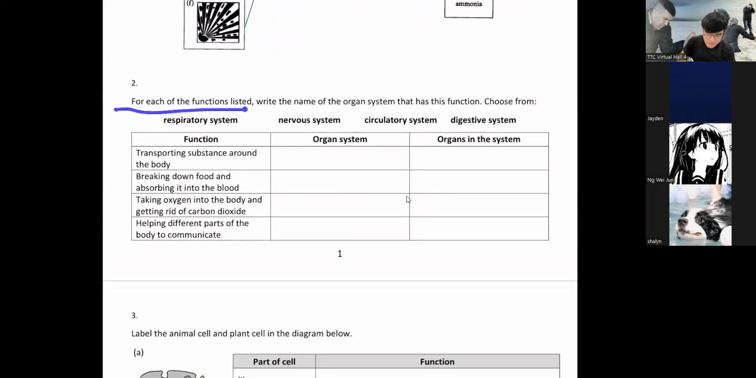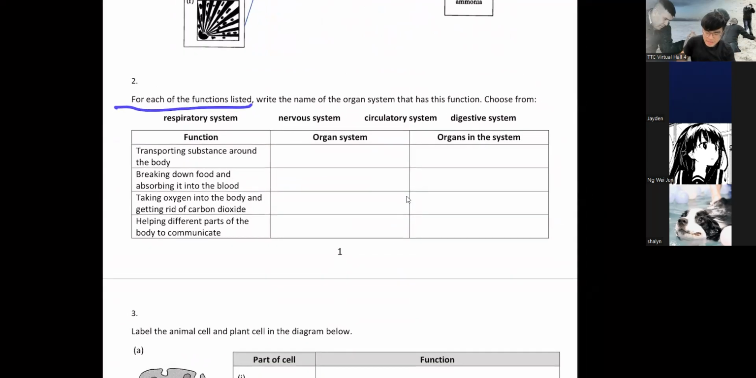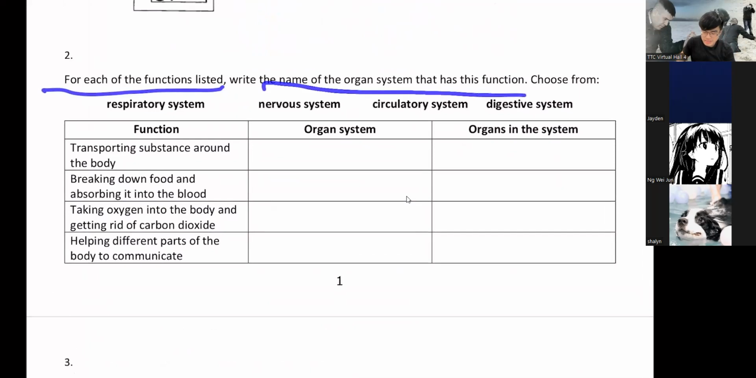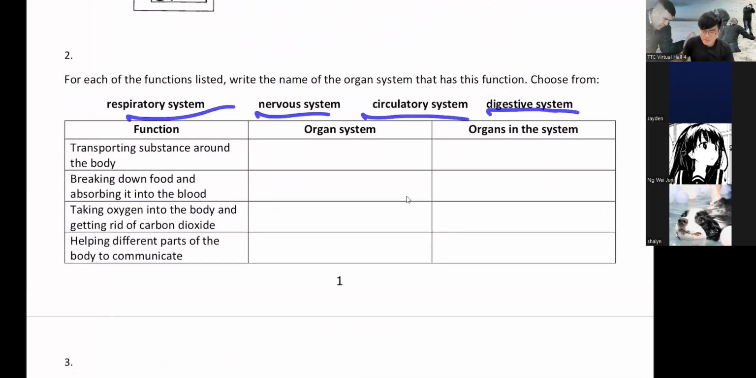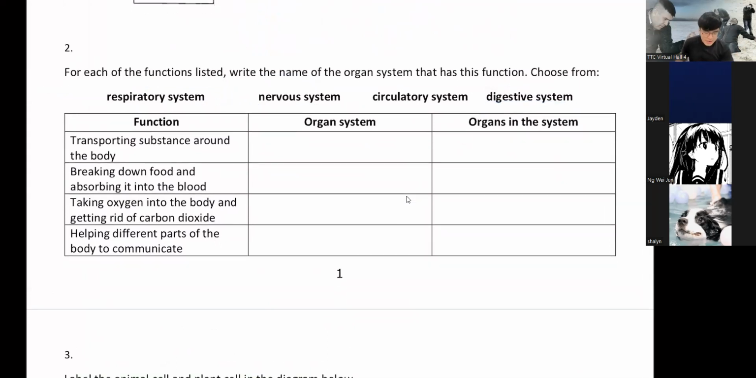For each of the functions listed, write the name of the organ system that has this function. Choose from respiratory system, nervous system, circulatory system, and digestive system. I believe you already learned all this. All right, so number 1, transporting substances around the body. To carry things around your body, the highway in your body, that's your blood vessels, right? That's your circulatory system.